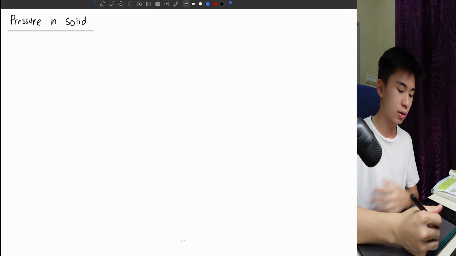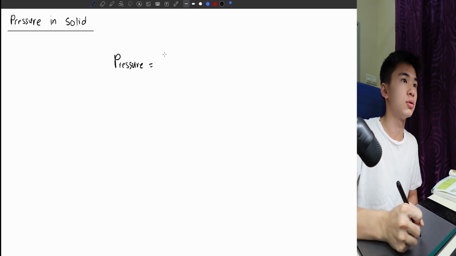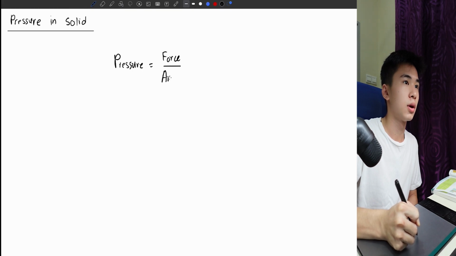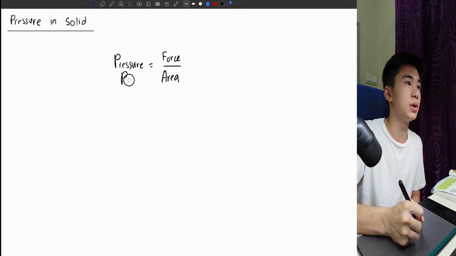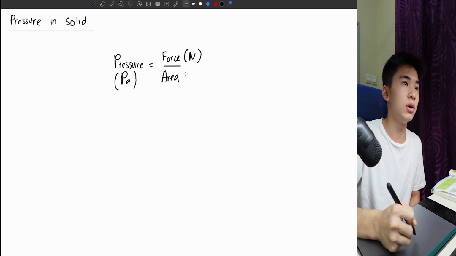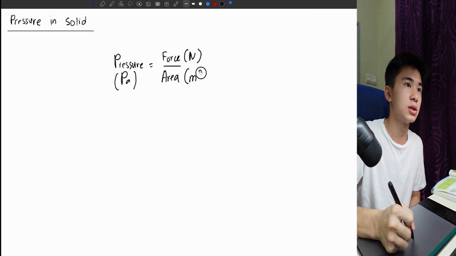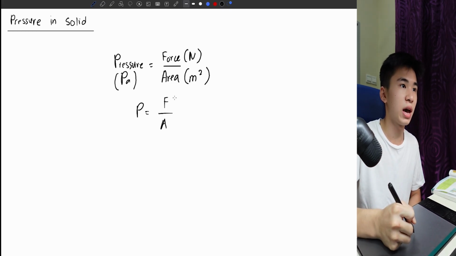So to start with, the formula of pressure in solid is pressure equals force over area. The SI unit for pressure is Pa, the unit for force is Newton, and the unit for area is meter squared. Normally we will write it like this: pressure equals F over A, P equals F over A.